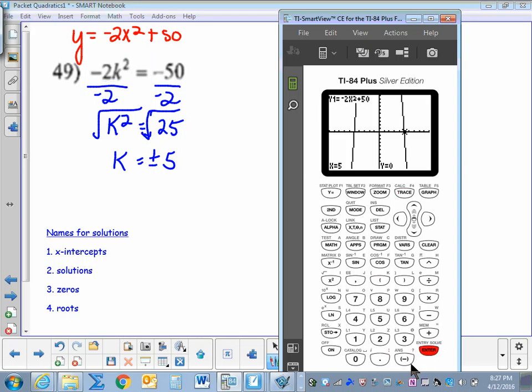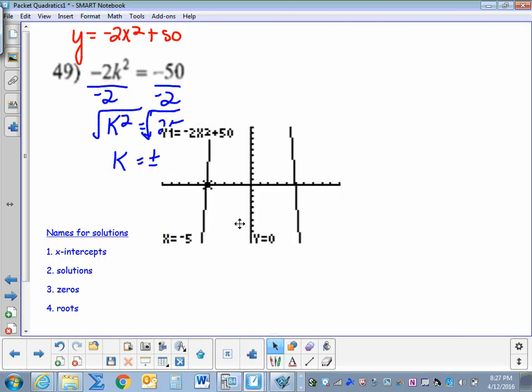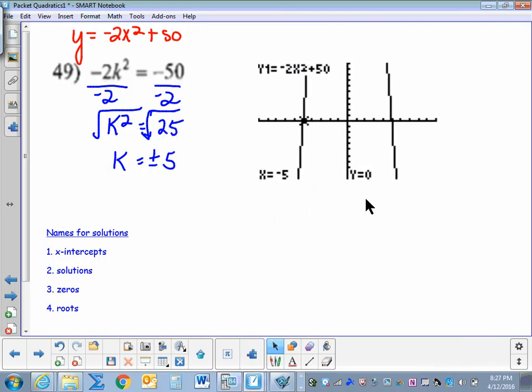And I see 5 and negative 5. So I have two solutions. They're 5 and negative 5. So go ahead and try number 50.